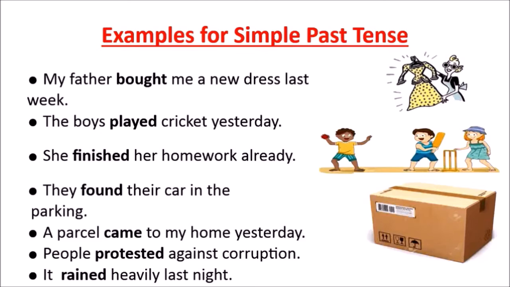Next. People protested against corruption. So, protested here. Why are we adding ed? To mark simple past tense. Okay. So, people protested against corruption. Look at the next sentence. It rained heavily last night. So, rained here refers to the past tense. That's why we are using ed. And it rained when? It rained heavily last night. Last night in the sense yesterday night. Clear? Yes.